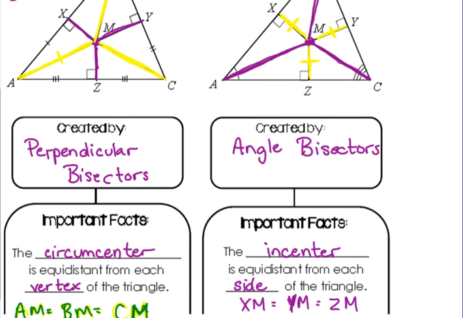We can go back and do that with the first one as well. Mark AM, BM, and CM. They have the same measure.